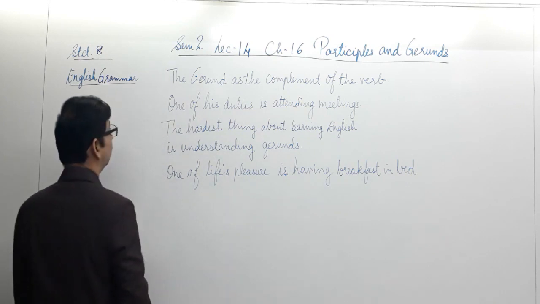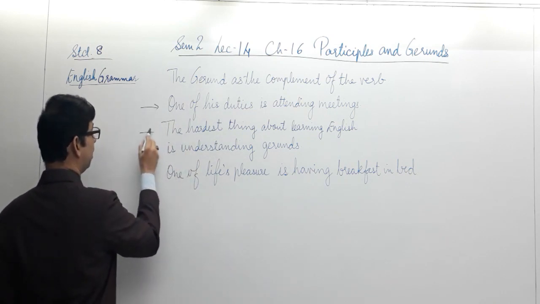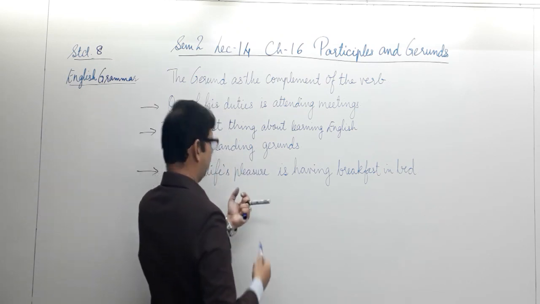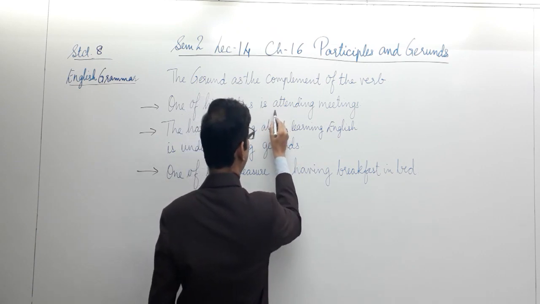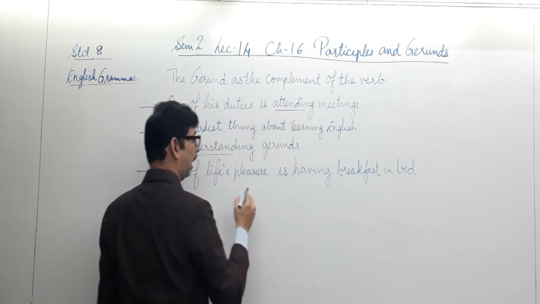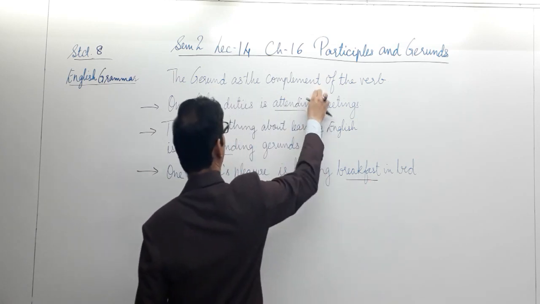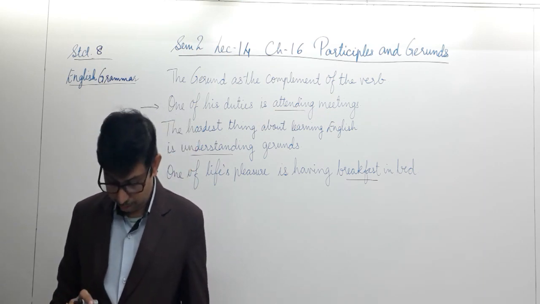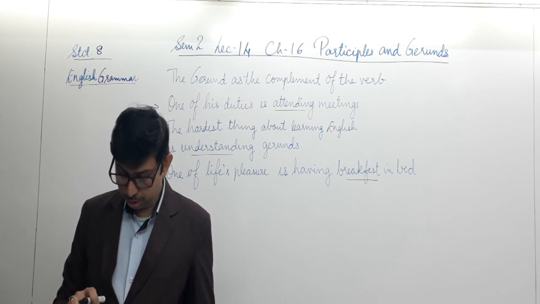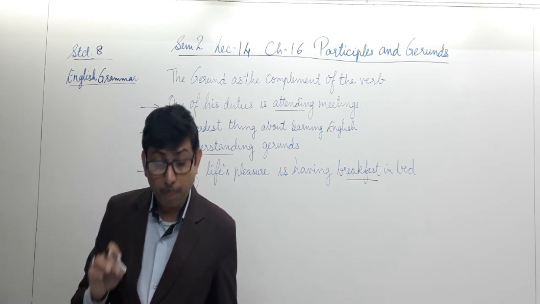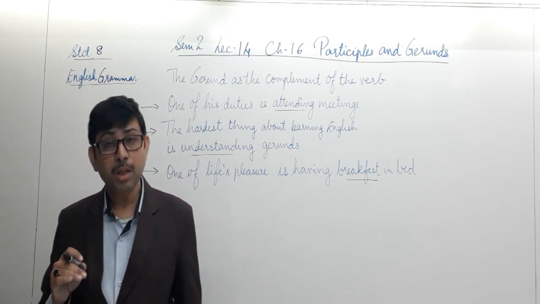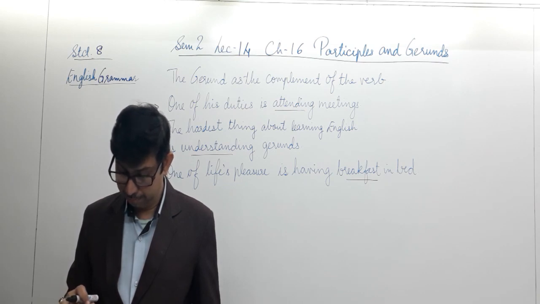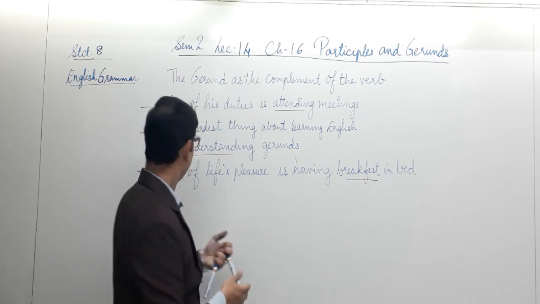Well, these are the three example sentences which contained the verb playing the role of a gerund. Attending, understanding, and having as complement of the verb. Let us write a few examples about object of a preposition, that is using a gerund after the preposition. Let us see a few examples of this type. Gerund after preposition.